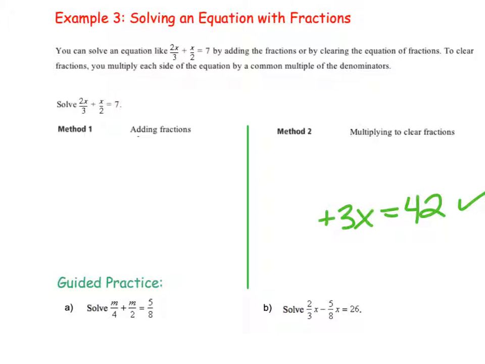So 4x plus 3x, combining like terms now on the left side, is 7x equals 42, and then divide by 7, and you're left with x is 6. Again, the same answer as you got with method 1.